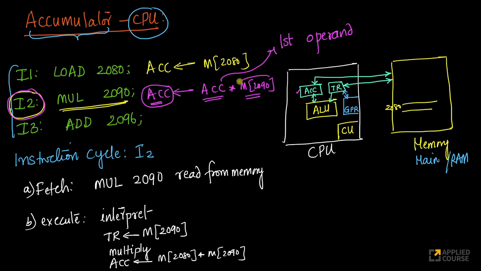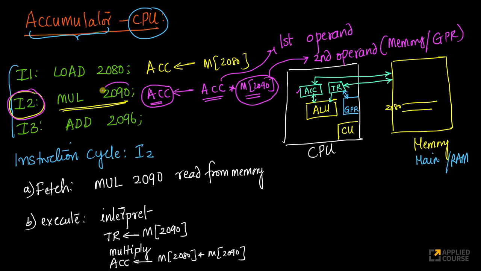The second operand, for the multiplication operation, could be in memory. If it is in memory, it is copied into the temporary register and then fed into the ALU. Or it could be in any general purpose register. So instead of saying mul 2090, we could have said mul A. What would mul A do? It would take the value in the accumulator, multiply it with whatever value is in register A, and put the final result in the accumulator itself.